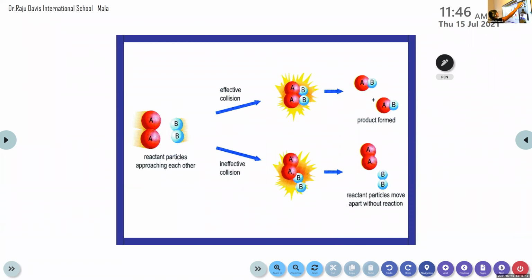Okay, this is just an image of effective collision and ineffective collision. If they are oriented properly, products are formed. If an ineffective collision takes place due to improper orientation, no products will be formed. That means the reactant particles move apart without reaction. Okay.